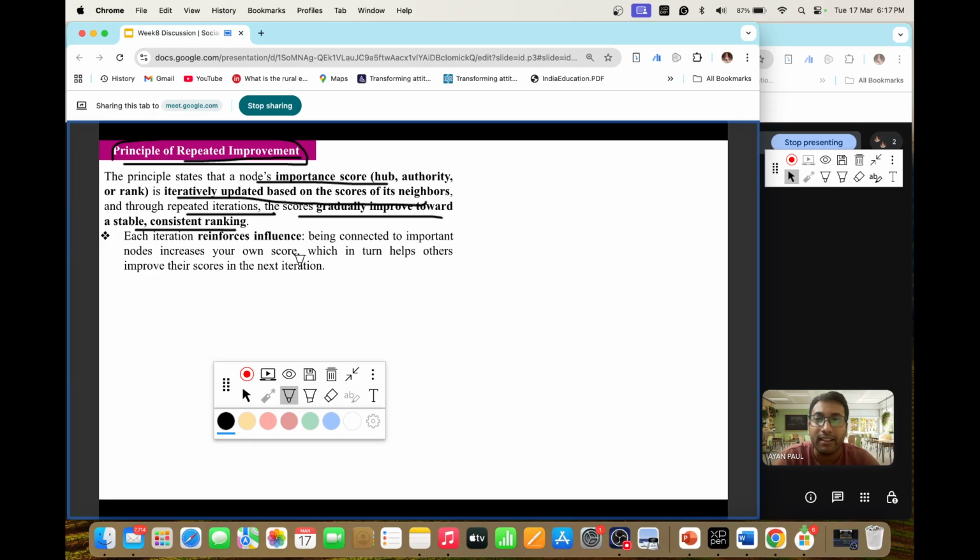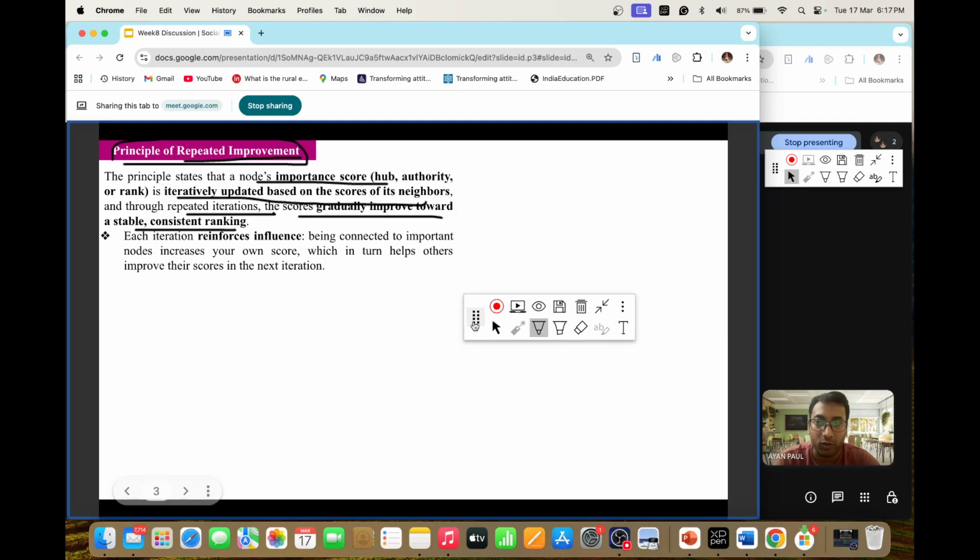Each iteration reinforces influence. Being connected to important nodes increases your own score, which in turn helps others to improve their scores in the next iteration. So this is reinforced influence. We are talking about each iteration, not a single iteration; we are talking about iteration after iteration. Each iteration reinforces influence: being connected to important nodes increases your own score, which in turn helps others to improve their scores in the next iteration. So, very well written.